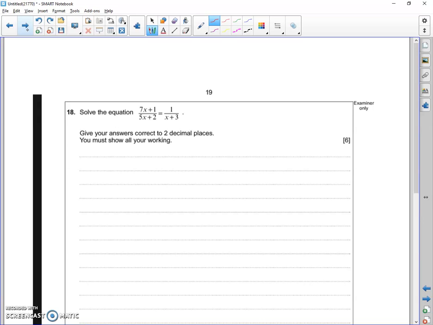Moving on, question 18. So we've got to solve that equation. It's an algebraic fraction. To solve it, it's going to need to be equal to 0. So first thing I'm going to do is bring the 1 over x plus 3 over to the left-hand side and write it as a takeaway. So 7x plus 1 over 5x plus 2, take away 1 over x plus 3 equals 0.